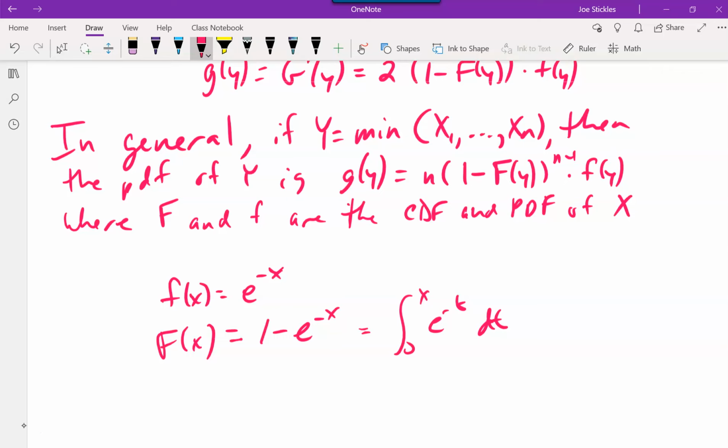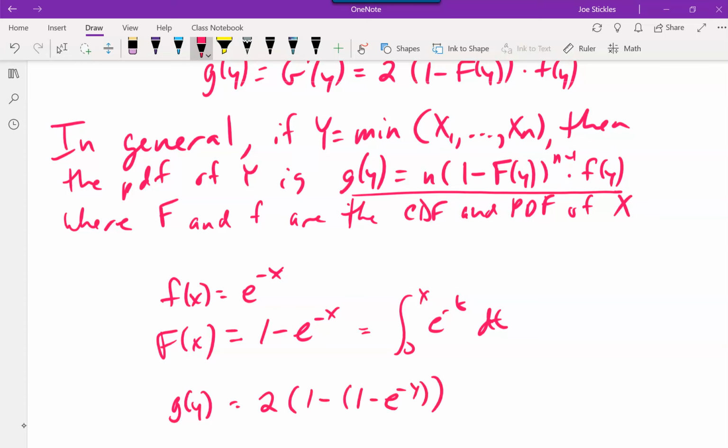So going back to the minimum then, our little g of y, our random sample was x1 and x2, right? So if I just use this formula we came up with, n is 2, F of y is 1 minus e to the negative y, raised to the first power, and then times an e to the negative y. Right, I'm just plugging it into this formula, correct?